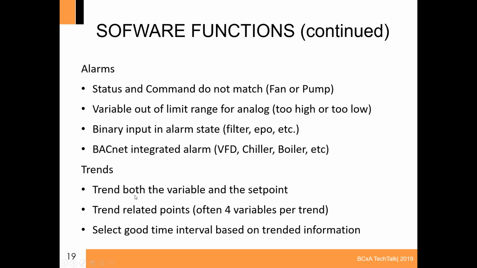Trend something over time, usually variables. I like to have 4 variables on a trend, 4 graphs at once. So I might have space temperature, space set point, outside air temperature, and outside air humidity, something like that. It's good to define what your trend interval is. I like an hour. Capture the data once every hour.